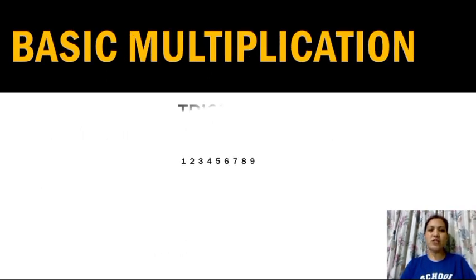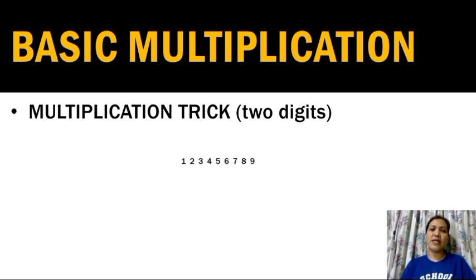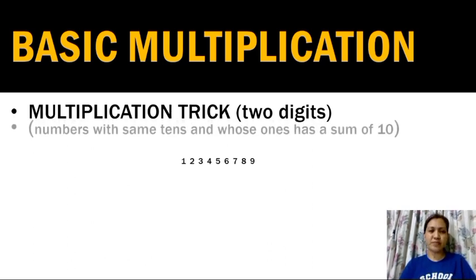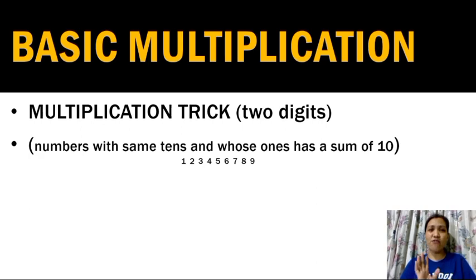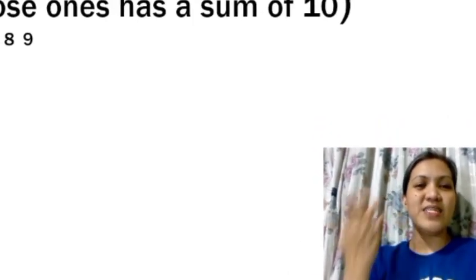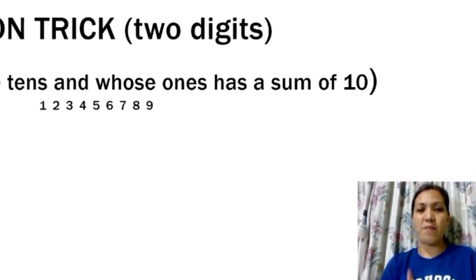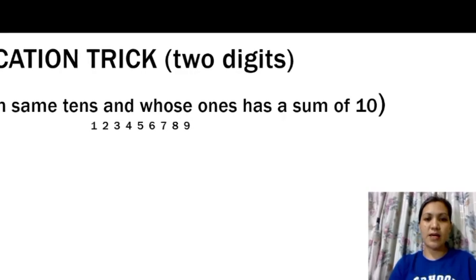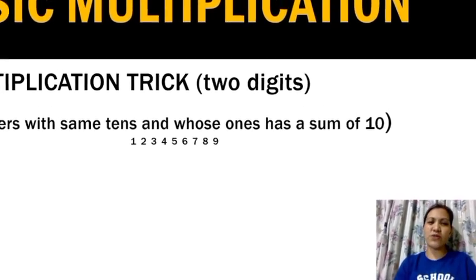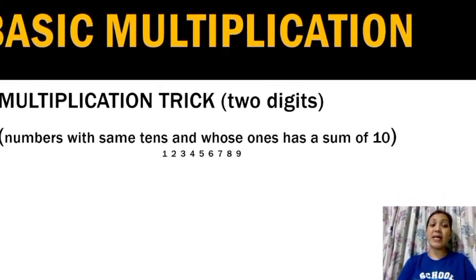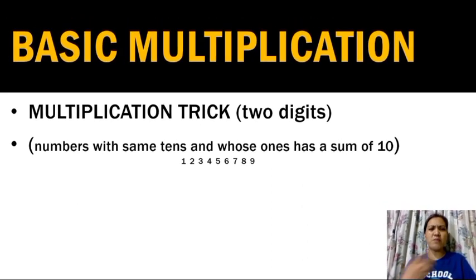Okay, basic multiplication tayo ulit. Multiplying 2-digit numbers. Kung kanina ay nag-e-end sa 5, tapos parehas, this time naman, the numbers have the same tens and whose ones have a sum of 10. Okay? So, again, ayan na naman ating numbers, 1, 2, 3, 4, 5, 6, 7, 8, 9. So, magagamit natin yan ulit later. So, ano nga ba yung mga 2-digit number na same tens and then yung ones niya ay pag ini-add ay 10? So, examples.